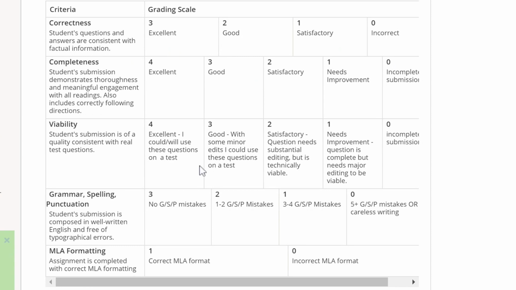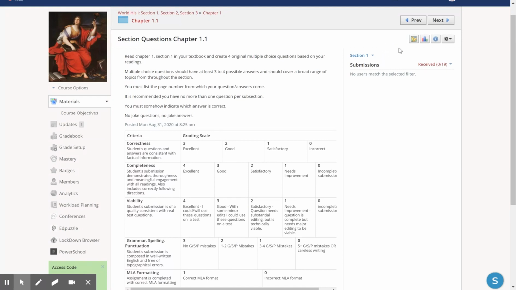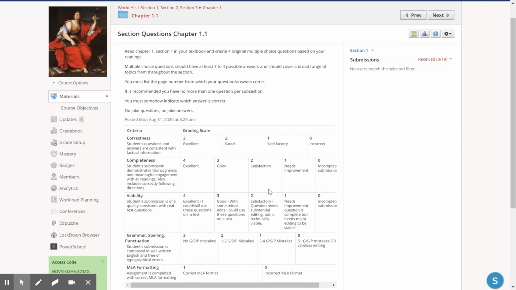So those are the criteria, and when I grade them, you will be able to see exactly which things you got right or wrong on this rubric. There will be a little rubric symbol up in the top right of the screen, and you can click on that, and it'll show you exactly how I marked your submission.